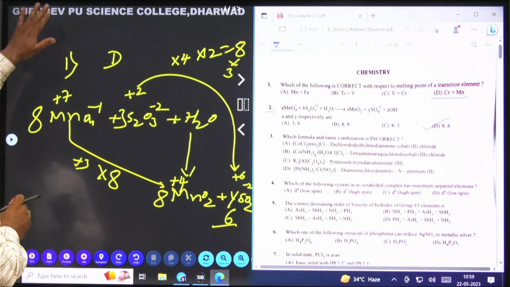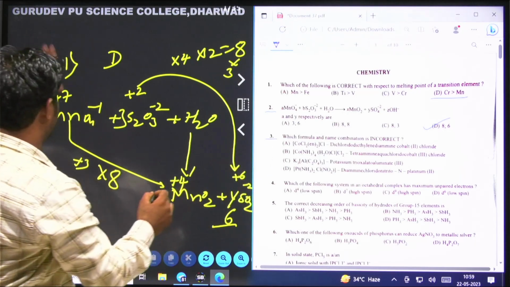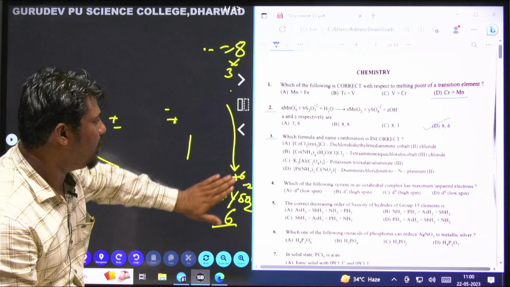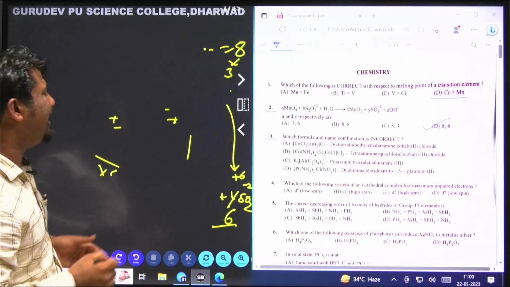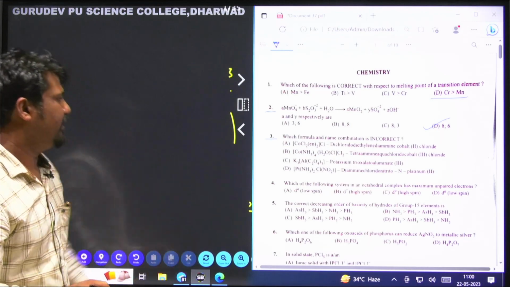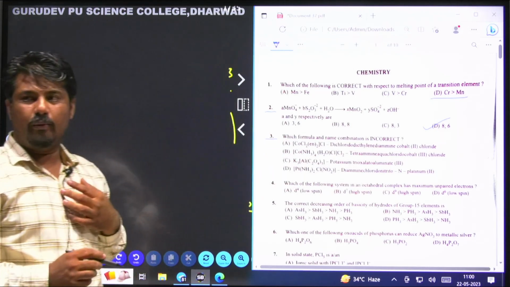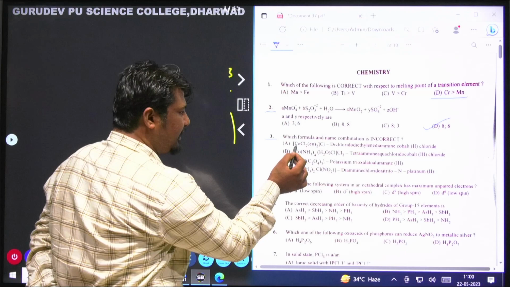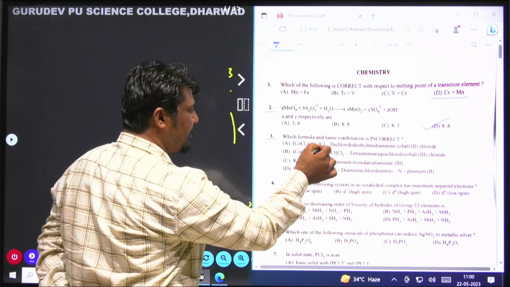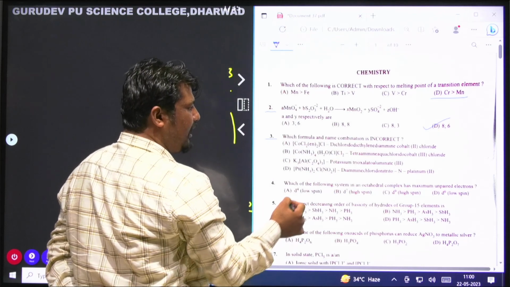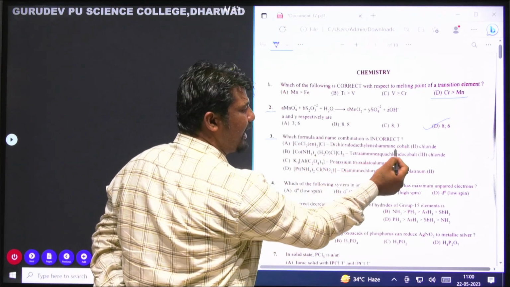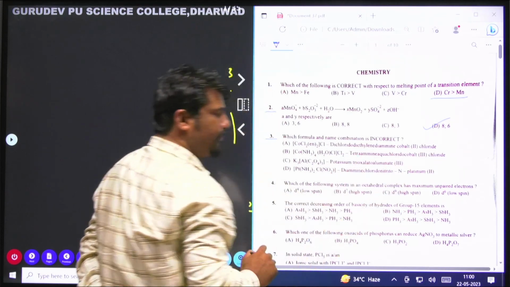Next, come to question number 3. In this question, which formula and name combination is not correct, or incorrect? So we should find out the incorrect statement in the naming of the complex. Here CoCl2 is taken, en taken twice in square bracket, Cl. So the name of this molecule is dichlorobis(ethylenediamine)cobalt(II) chloride.